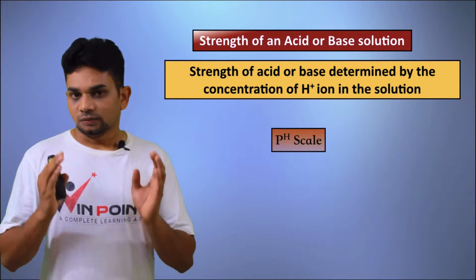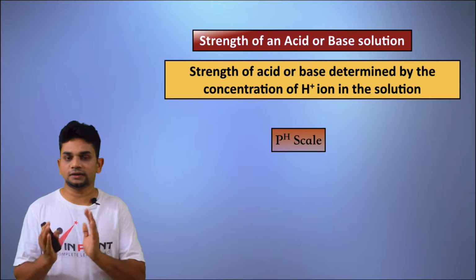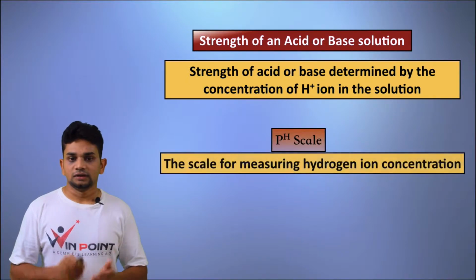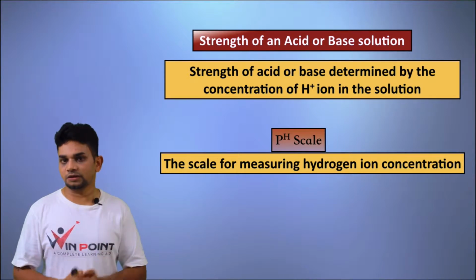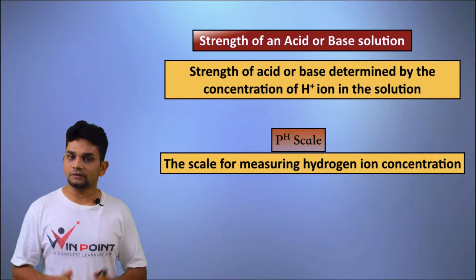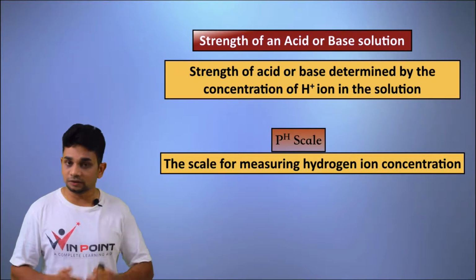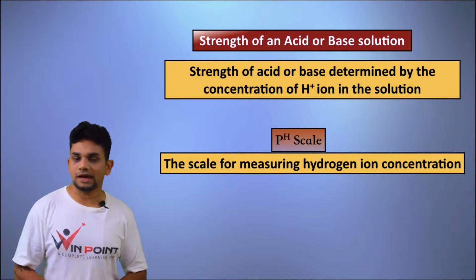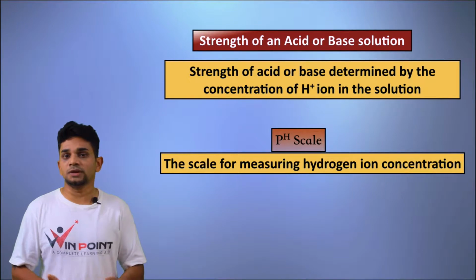pH scale. For measuring the strength of acid and base, we have a special scale. That scale is known as the pH scale, the scale for measuring hydrogen ion concentration. We are taking a solution and measuring its hydrogen ion concentration. If the hydrogen ion concentration is more, then it will be a strong acid. If the hydrogen ion concentration is less, it will be a weak acid, maybe a base.